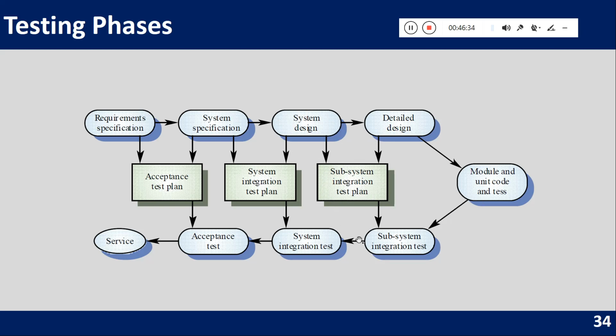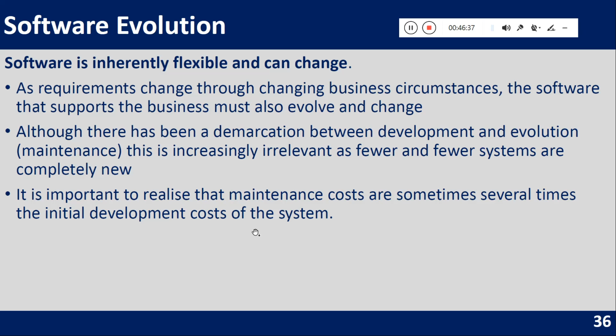Oh, interesting. And then evolution is the final part, where the software is inherently flexible and can change as requirements change through the changing of business circumstances. The software that supports the business must also evolve and change. The demarcation between development and evolution is increasingly irrelevant, and fewer systems are completely new.